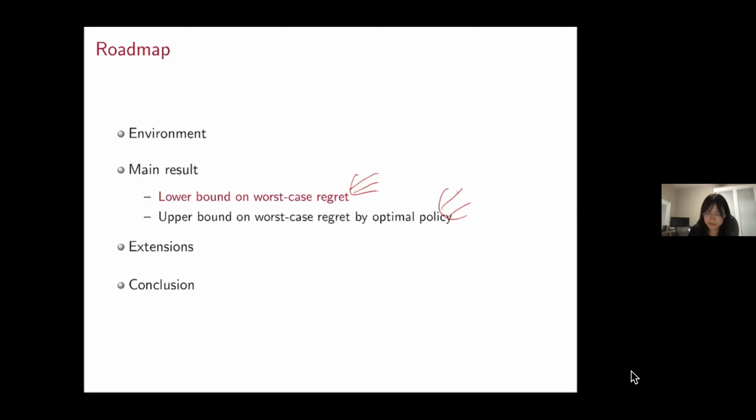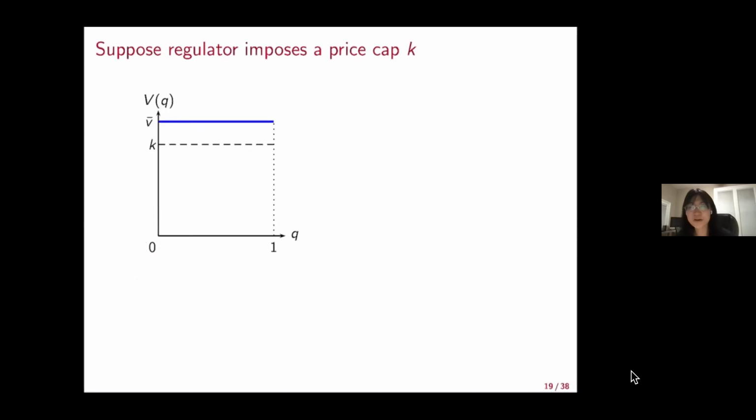Now, let's first move on to the lower bound on worst case regret. I want to begin with a very simple policy just to warm up a little bit. Suppose the regulator just imposes a price cap K. Let's think about what this policy would do in different market scenarios. On the left-hand side, this is the first market scenario. I call this the face mask example. Think about the beginning of the pandemic. Everyone wants to buy a face mask, or some equipment for the pandemic. And now the face mask is very easy to produce. So we just make it very simple.